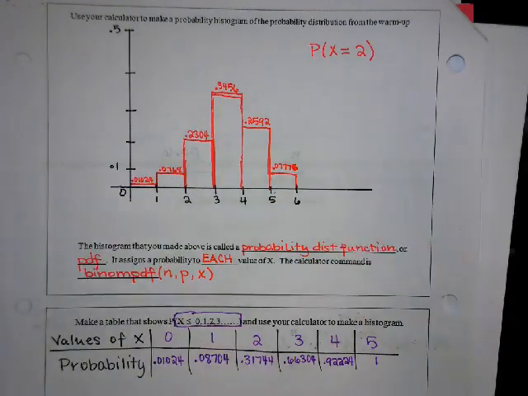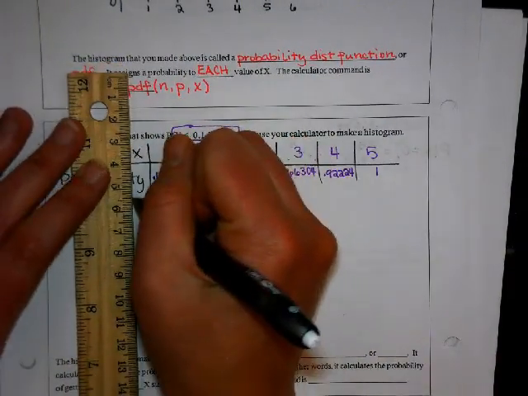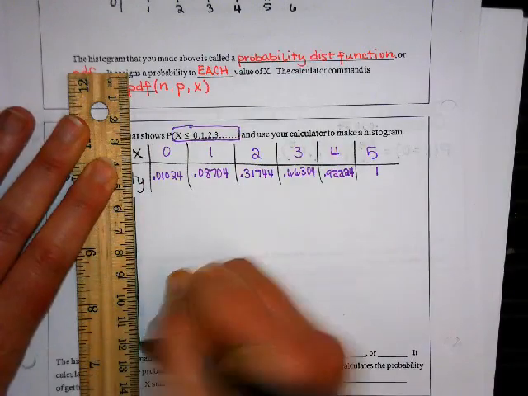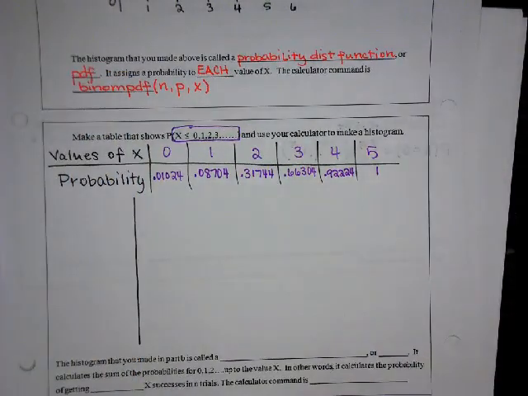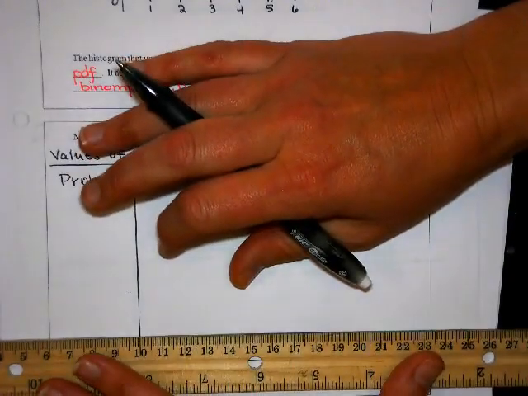Now, the only thing that's changed here is our y. Instead of our highest being 0.3456, we go all the way up to 1 for our y-axis. Why am I in list 3? How do I get to list 1?